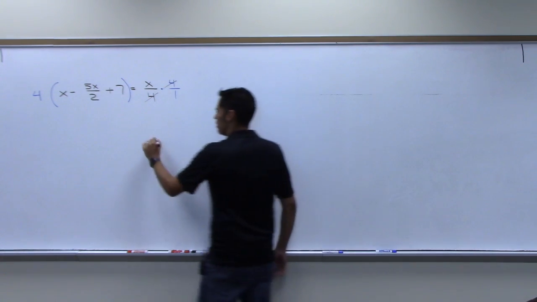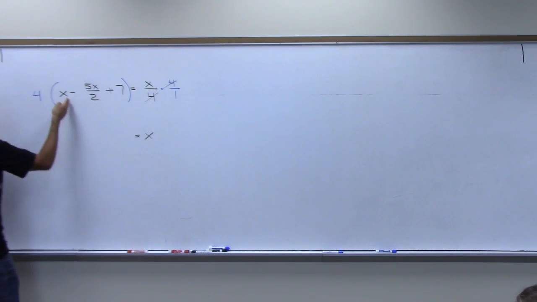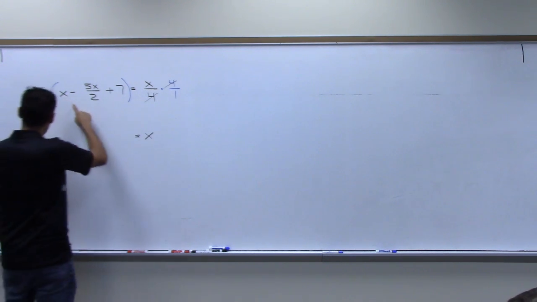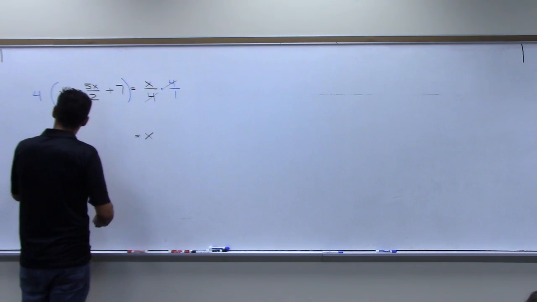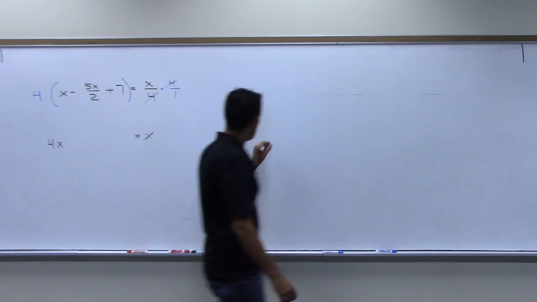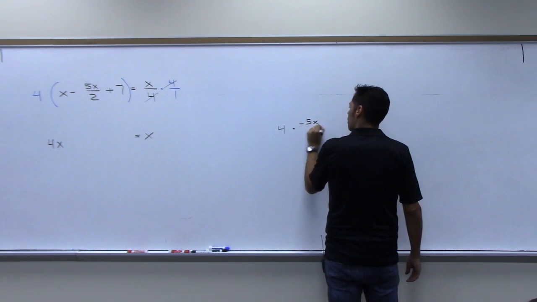So the right side's x, that's clean. And then the left side, this just passes through to each one. So we'll get 4x, right? All right, this is the one that you have to be careful with. This times this. So what's 4 times negative 5x over 2?